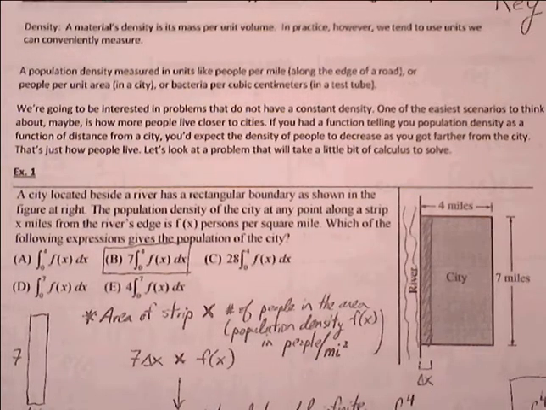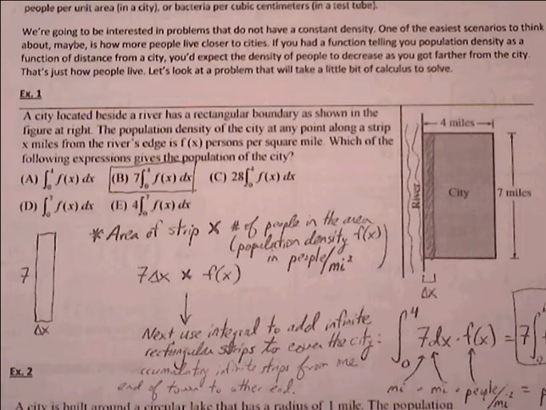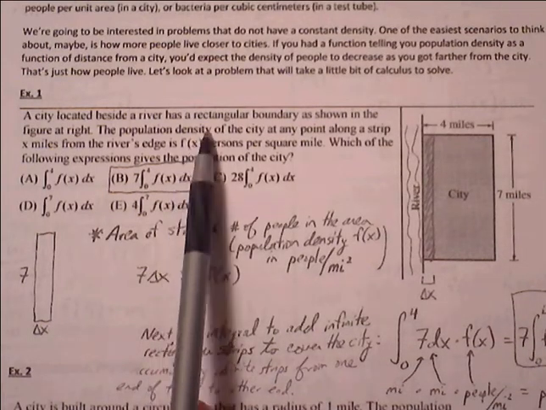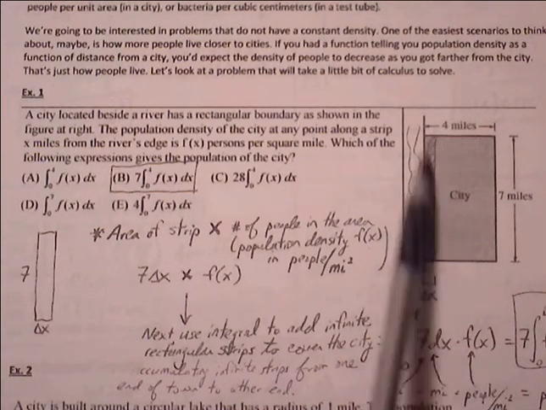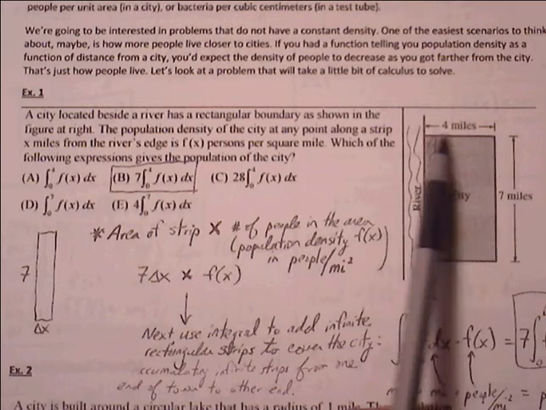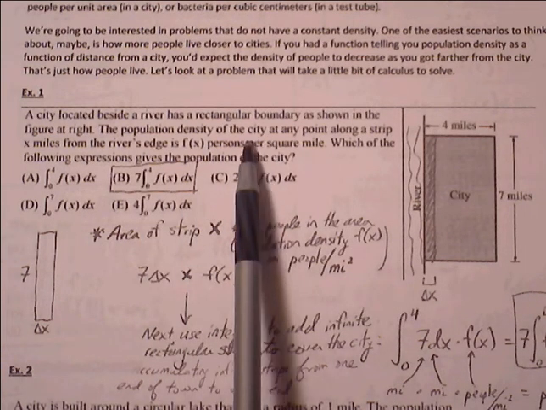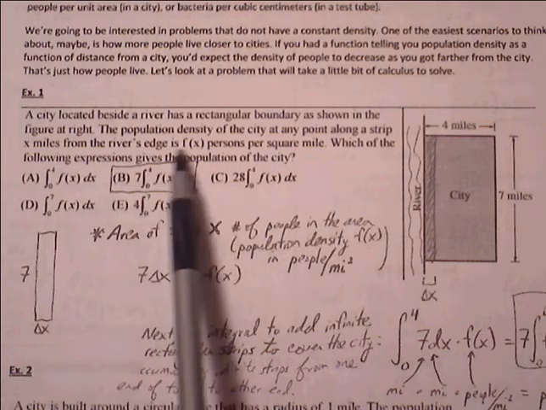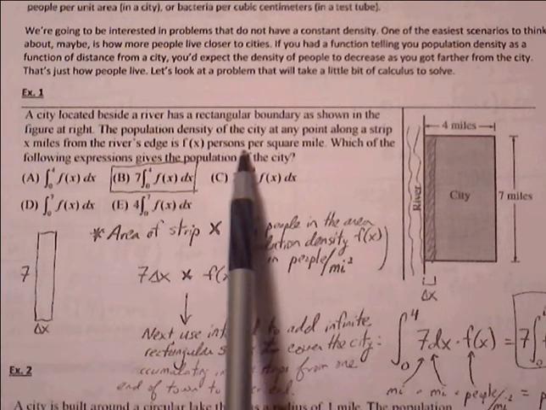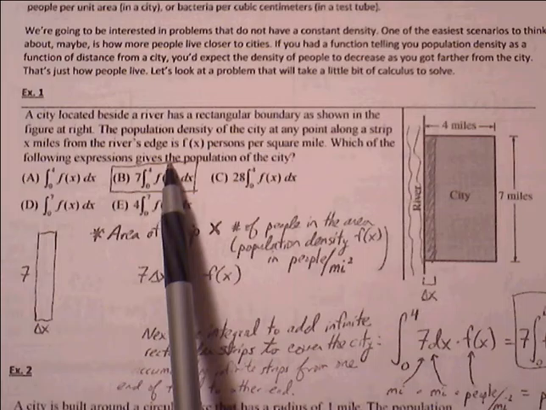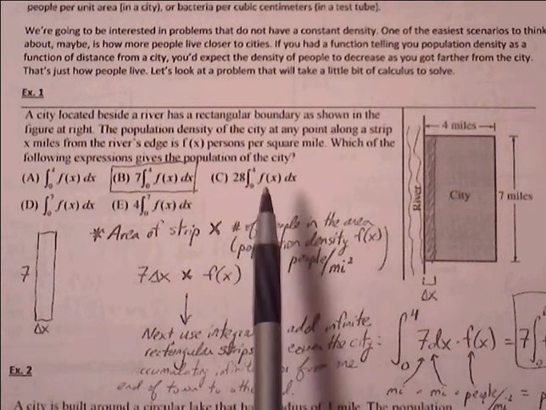Example 1. A city located beside a river has a rectangular boundary as shown in the figure. So here are the dimensions of the city. The population density of the city at any point along the strip x miles from the river's edge is f of x persons per square mile. Which of the following expressions gives the population of the city?